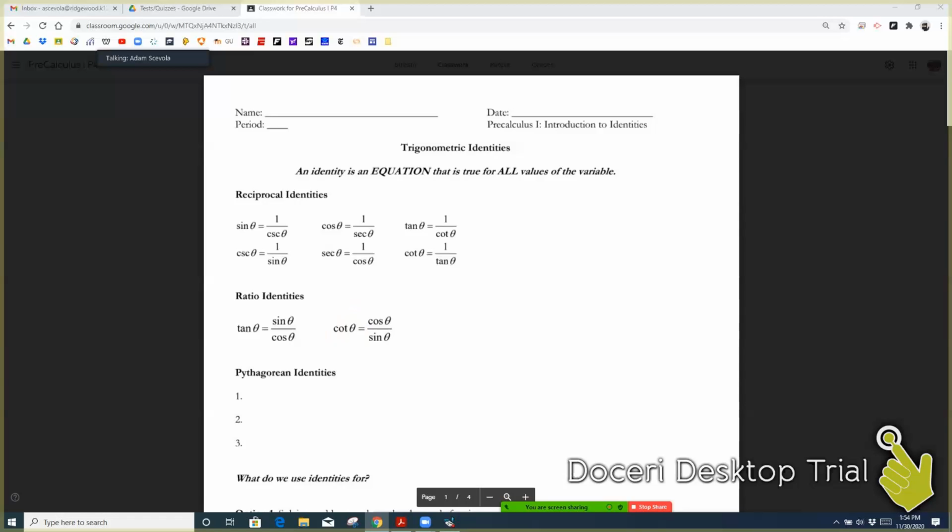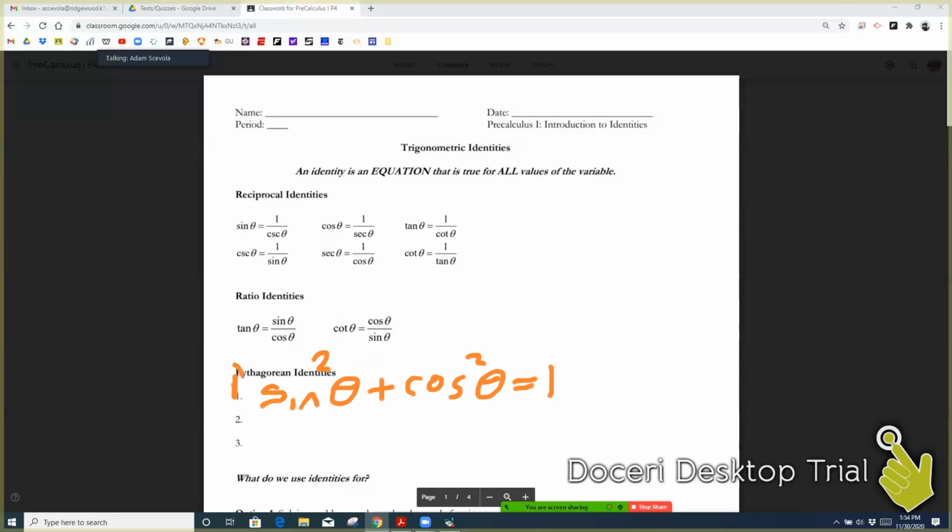Now the 3 Pythagorean identities. The first one we have not learned yet, so write it down. It is the sine squared of theta plus the cosine squared of theta is equal to 1. That's the first Pythagorean identity.